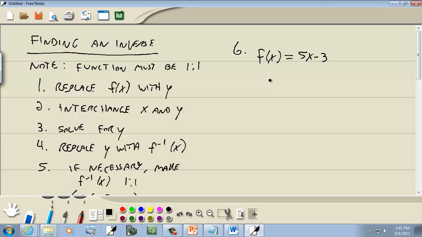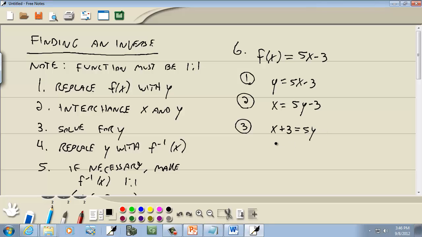Let's take a look at number 6. Find the inverse of this. Okay, so first step, replace f of x with y. So put y in there. Now step 2, interchange x and y. So where the y is, we'll put an x, and where the x is, we'll put a y. So swap them out. Step 3, solve for y. In this particular problem, we'll take -3 to the left side, becomes a +3. And then we want to divide both sides by 5, because 5 is going to cancel. And we got y is equal to x plus 3 over 5.